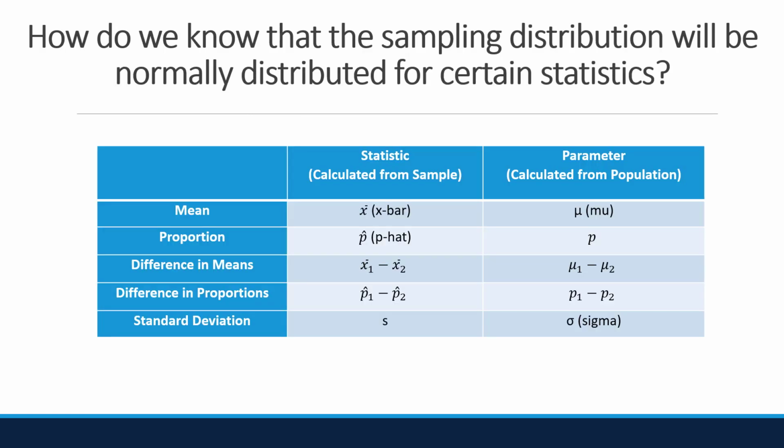There is a fundamental theorem in statistics that informs us that the sampling distribution for the statistics given in this table will be normally distributed under certain conditions. The central limit theorem can be applied to describe the behavior of each of the above statistics when repeated random sampling is performed. Next, we will look at the central limit theorem for each of these statistics.